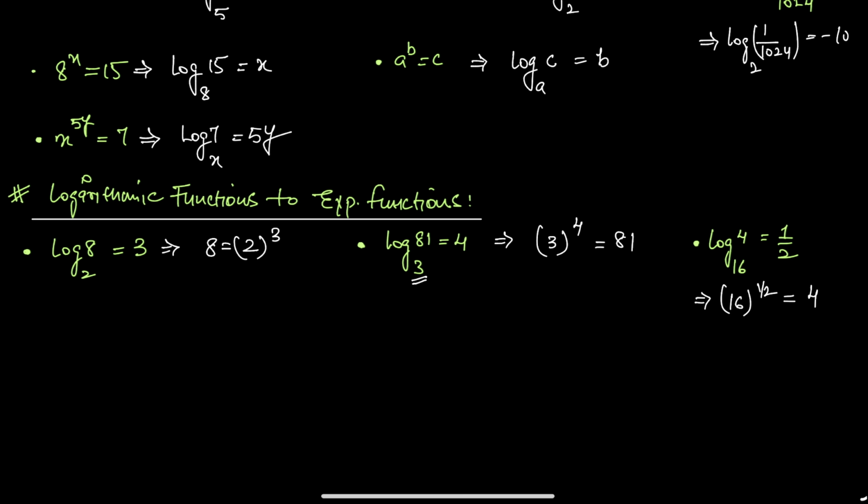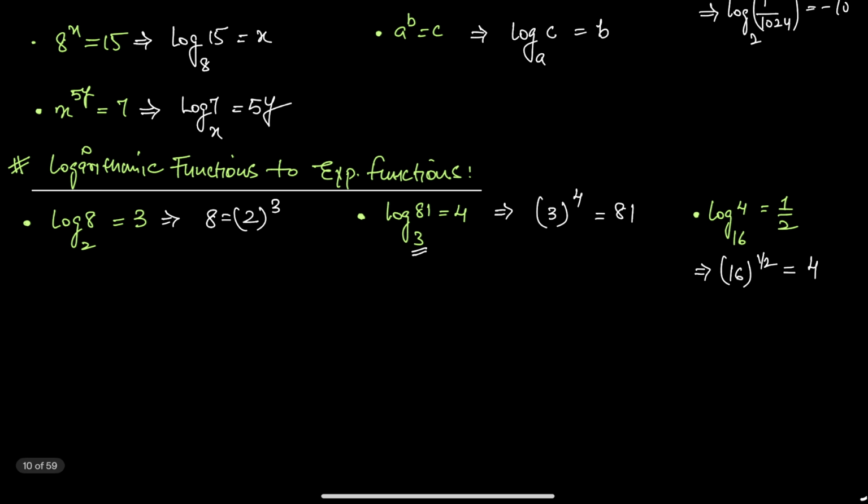Taking a few more examples to concrete our understanding. This is, let's say, log y with base 2, and on the right hand side we have 4. So now we are converting it again, so I can write it as 2 raised to the power 4, and on the right hand side I will have y.